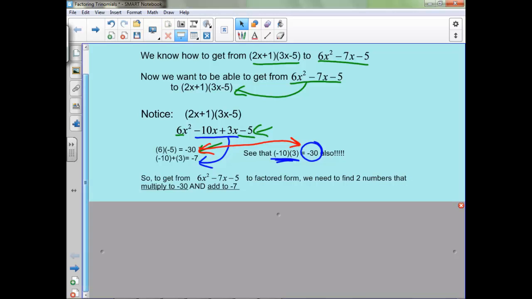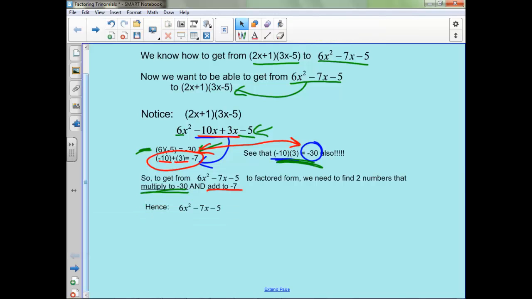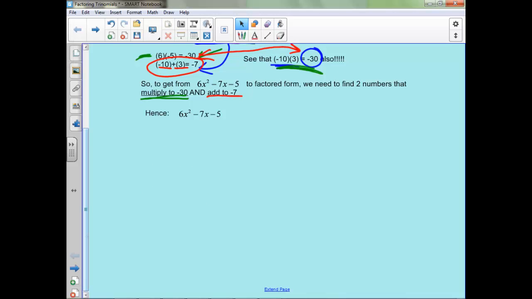So the key thing here is we need to find two numbers that will multiply to negative 30, which would give us this part and this part. But then we also need them to add to this negative 7, which would give us here, because then these two numbers are what are going to be in the middle. So we're going to practice it on this expression, just to make sure that we get where we want to end up.